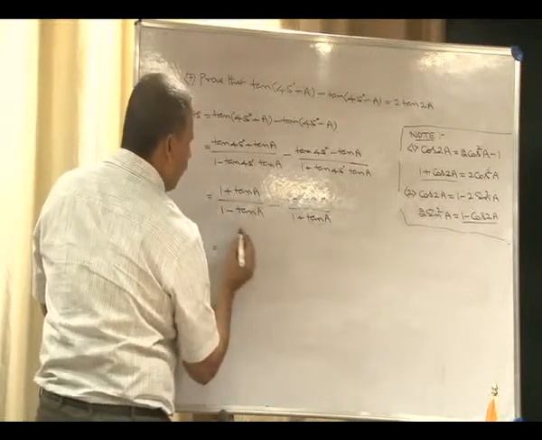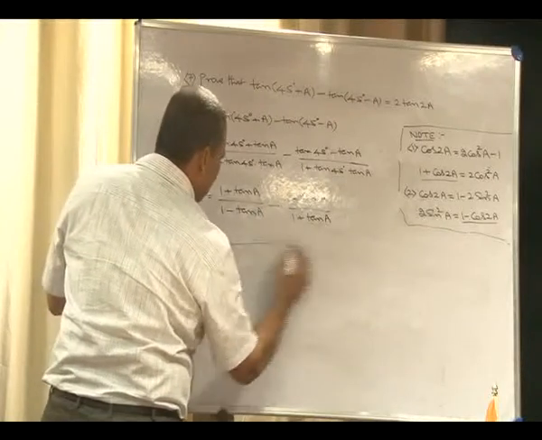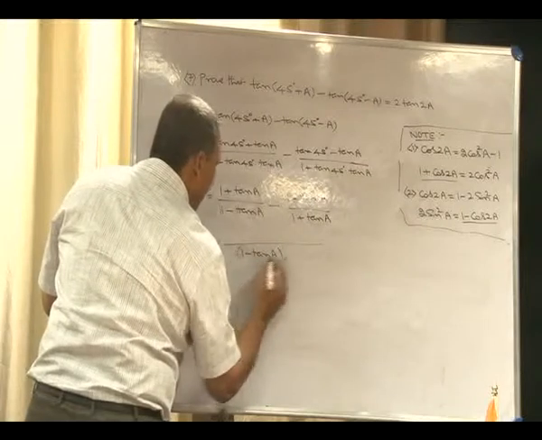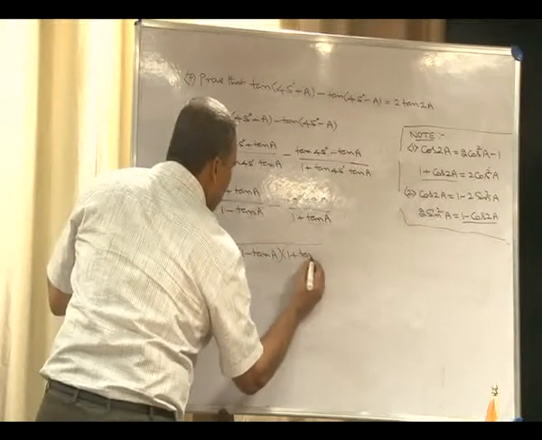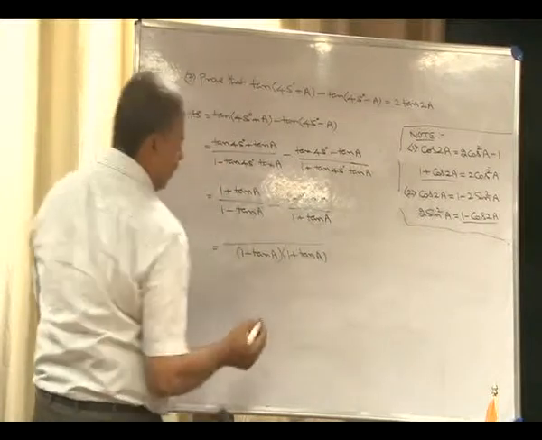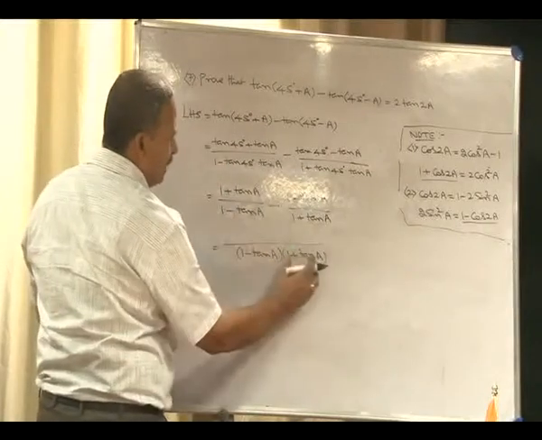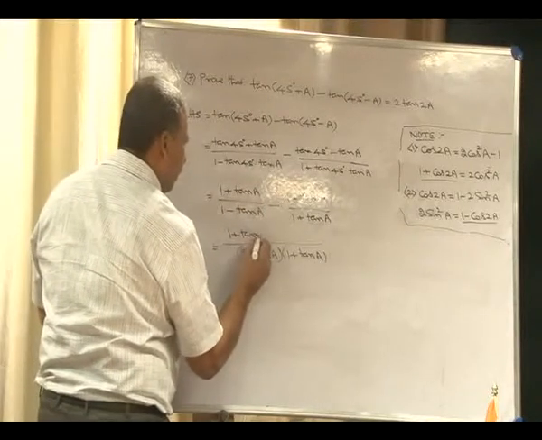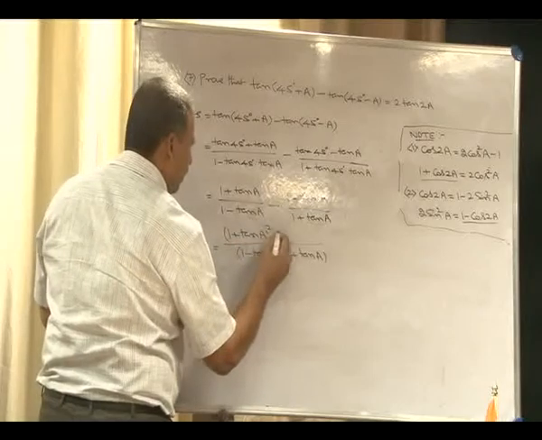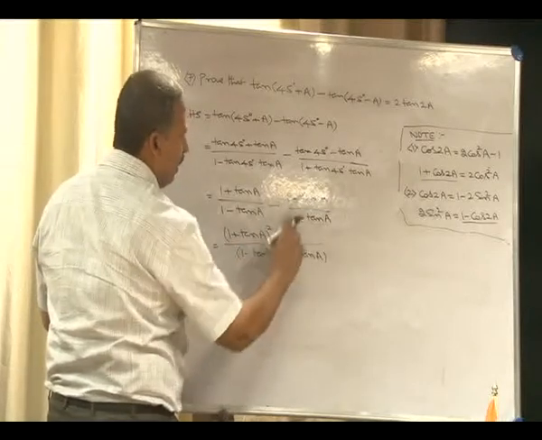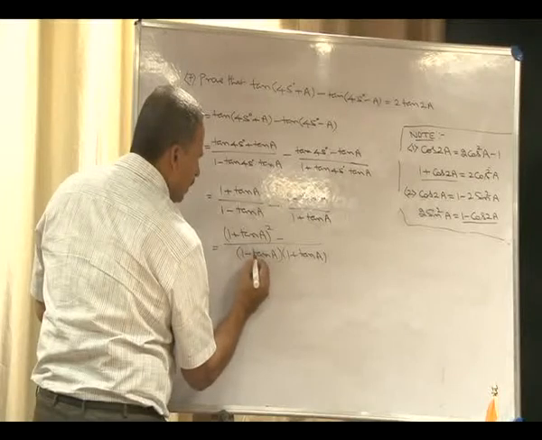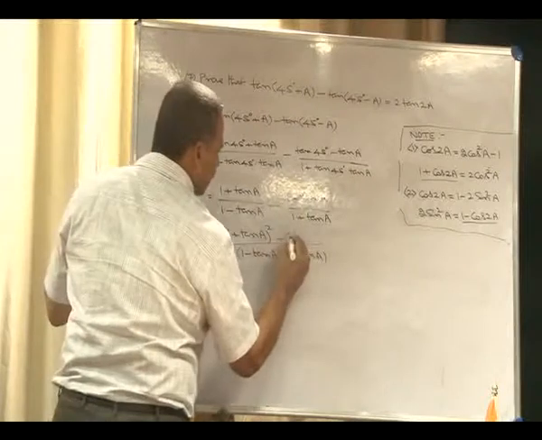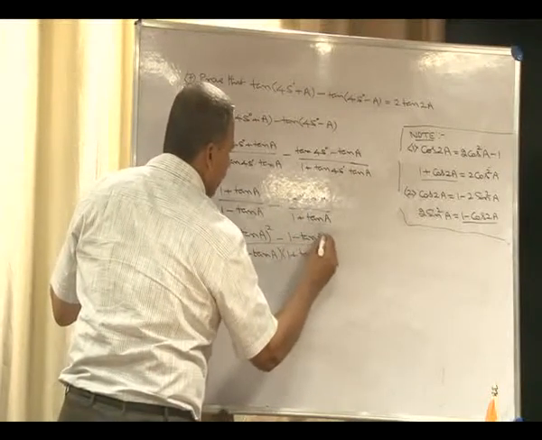The LCM of 1 minus tan A and 1 plus tan A is 1 minus tan A into 1 plus tan A. LCM divided by 1 minus tan A is 1 plus tan A, into this 1 plus tan A is 1 plus tan A the whole square. Minus, the LCM divided by 1 plus tan A is 1 minus tan A, that 1 minus tan A into 1 minus tan A is 1 minus tan A the whole square.